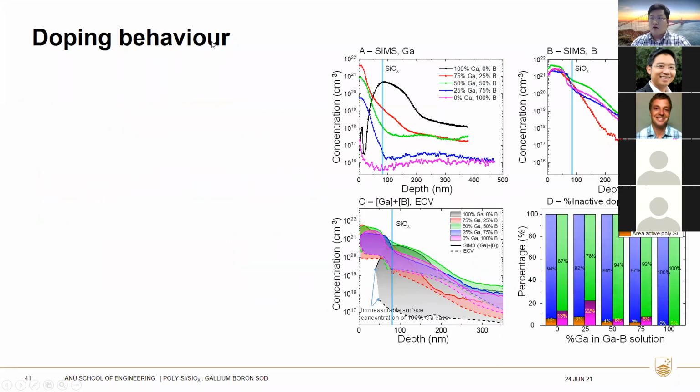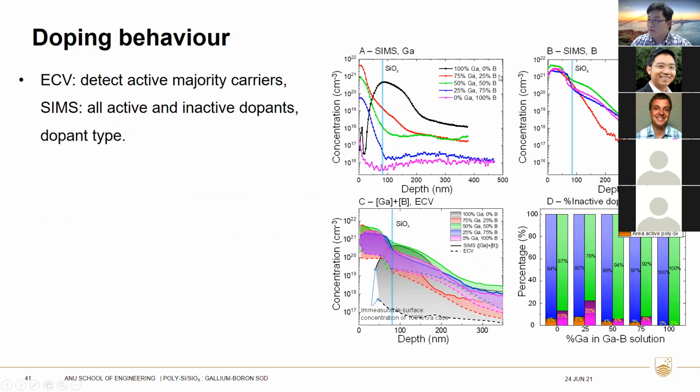For the doping behaviors, as you can see from the figures here, we use ECV to detect the active dopant carriers. Meanwhile, we use SIMS to detect both active and inactive dopants and the dopant type. The first two figures are the SIMS profiles, and the next figure is a combination of the total SIMS profiles from boron and gallium, plotted together with the ECV profile. So the gap between the two lines for each percentage of gallium is the amount of inactive dopants.